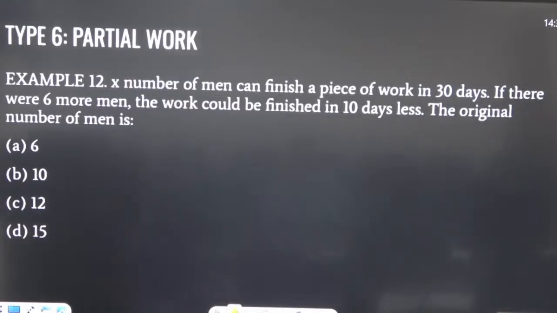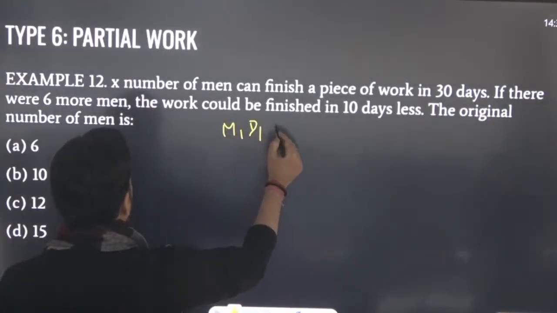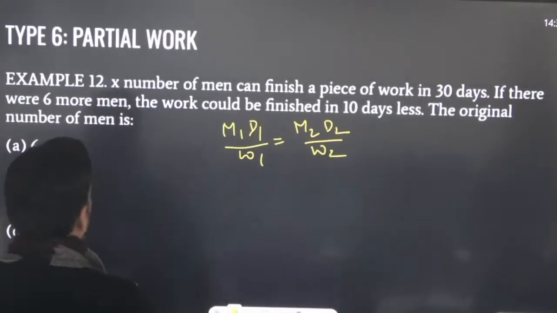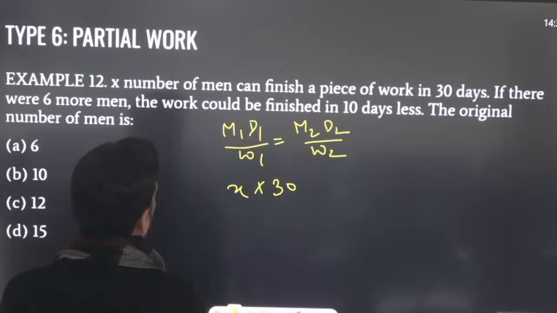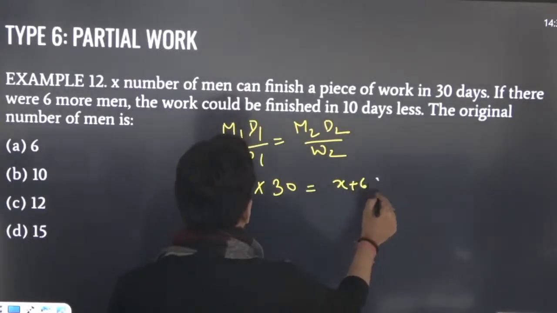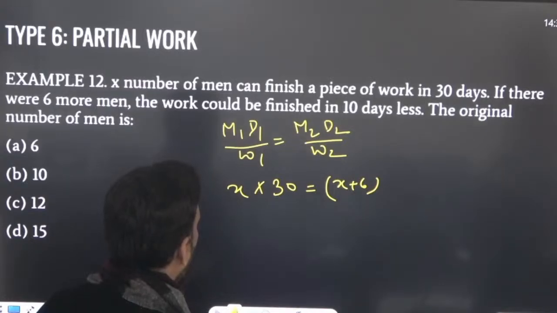Now in this question, X number of men can finish a piece of work in 30 days. If there were 6 more men, the work could be finished in 10 days less. The original number of men is. Again, we will use the same formula, right? X number of men can finish a work in 30 days. If there were 6 more men, 6 more men means X plus 6, the work could be finished in 10 days less.